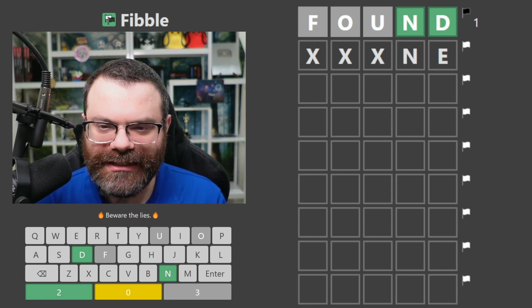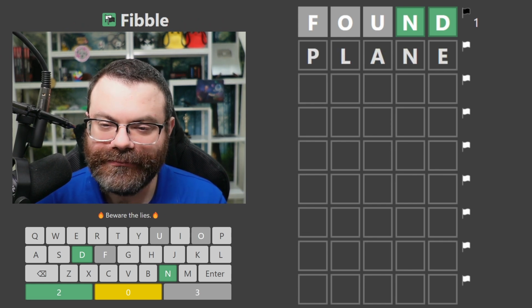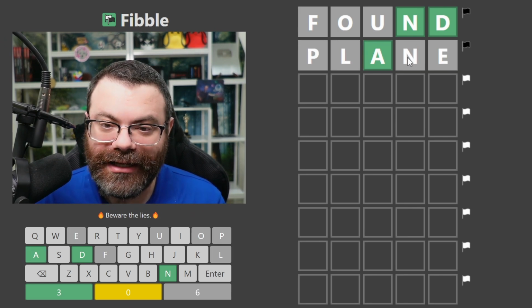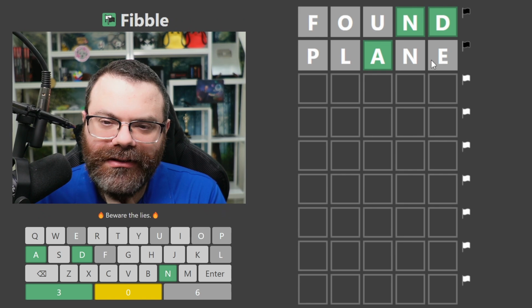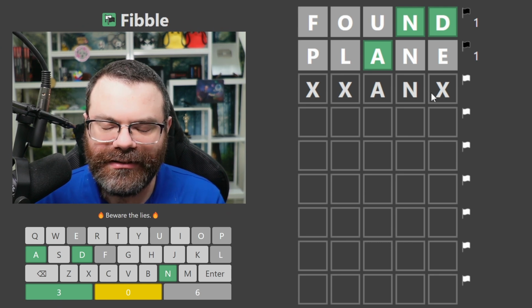So maybe end in E. How about plain? Okay, so we got a lie. One of these ends is lying. That means the problem is we didn't have any other repeated letters. Okay, so what we're going to do is we're going to assume the N is still in. We're going to assume this A is not lying. We're going to continue assuming the D is lying.